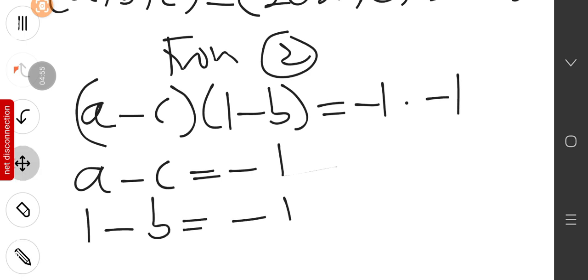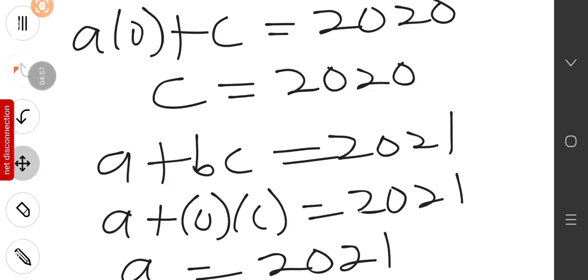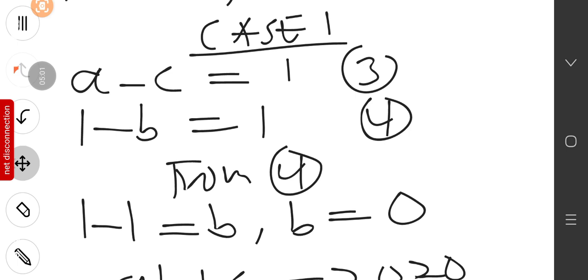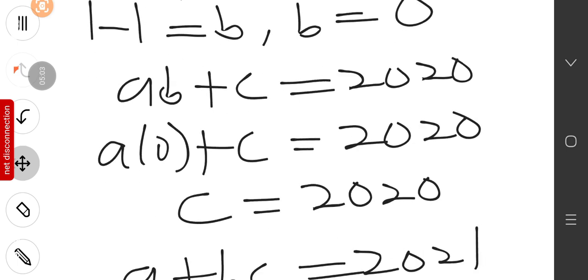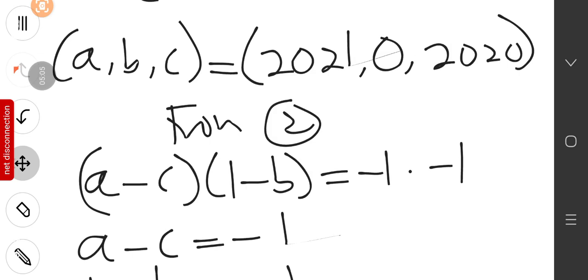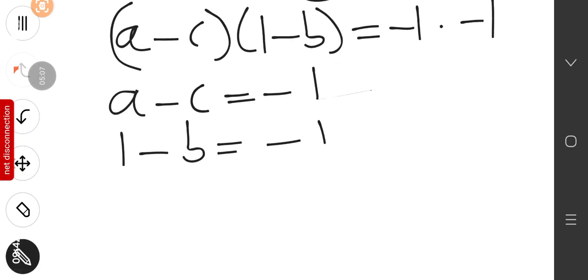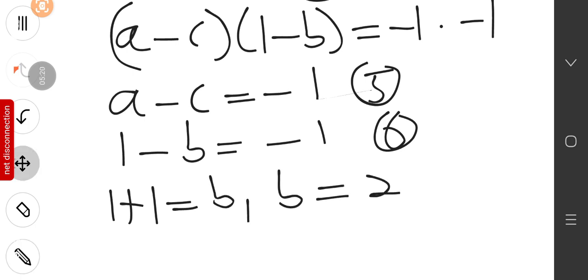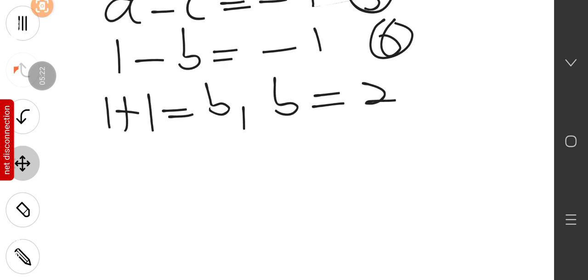Now let's name our equations. The last equation was equation 4, so we can call this equation 5 and this equation 6. From case 2, equation 6, we can say 1 plus 1 equals B. So B equals 2, which is the value for B in case 2.